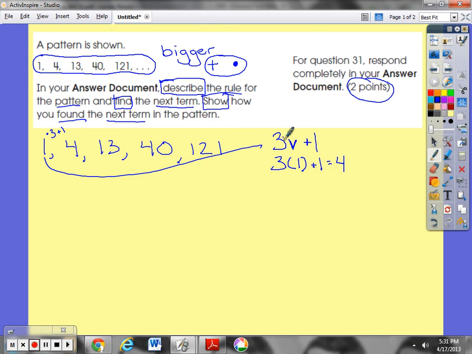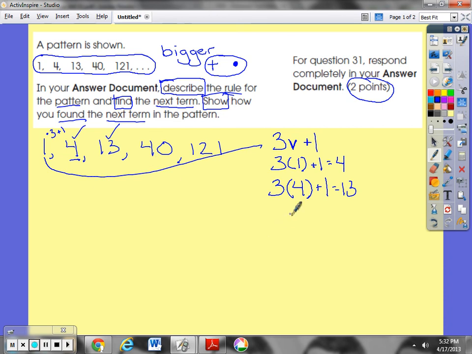Let's try this same thing. We're going to multiply everything by 3. So 3 times what's the next term in the pattern? 4. Let's try it. 3 times 4, and whatever I get in that product, I'll add 1 to that. 3 times 4 is 12. 12 plus 1 equals 13. Hey, look, that checks right here.